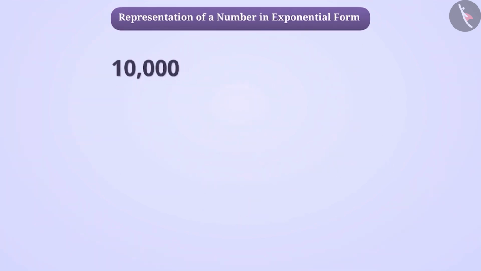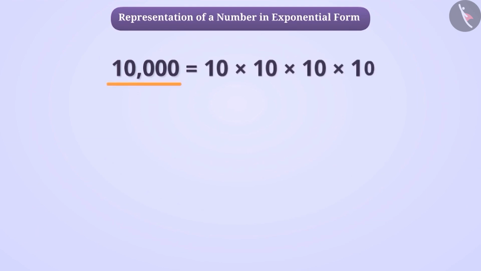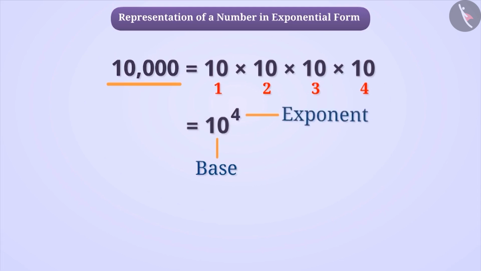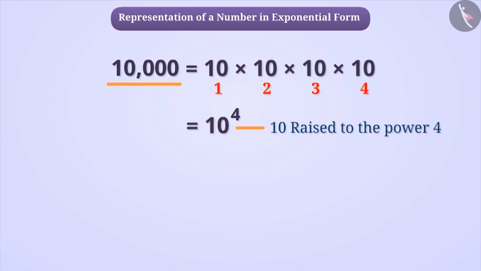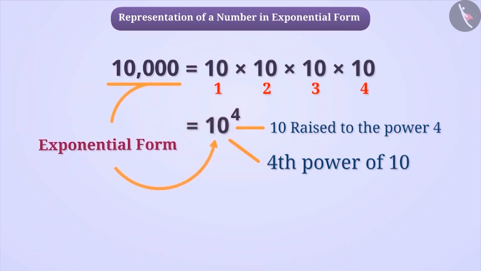If we observe the number 10,000, then we know that 10,000 is equal to 10 multiplied by 10 multiplied by 10 multiplied by 10. That is, the factor here is 10 and it has been used 4 times. Therefore, we can write 10,000 as 10 to the power of 4, where 10 is the base and 4 is the exponent. We read this as 10 raised to the power of 4 or simply as 4th power of 10. We call 10 to the power of 4 as the exponential form of 10,000.